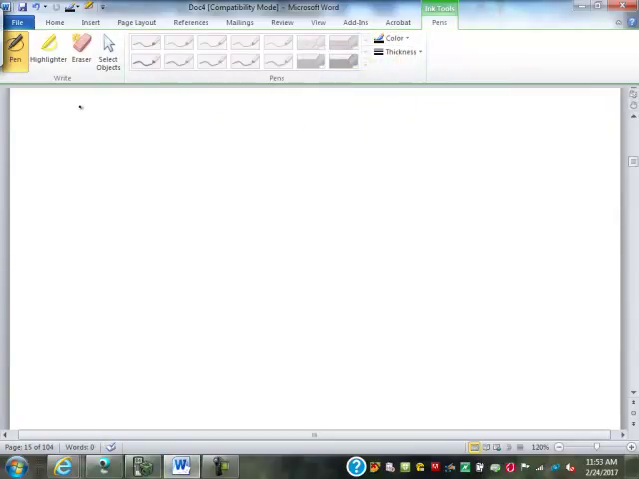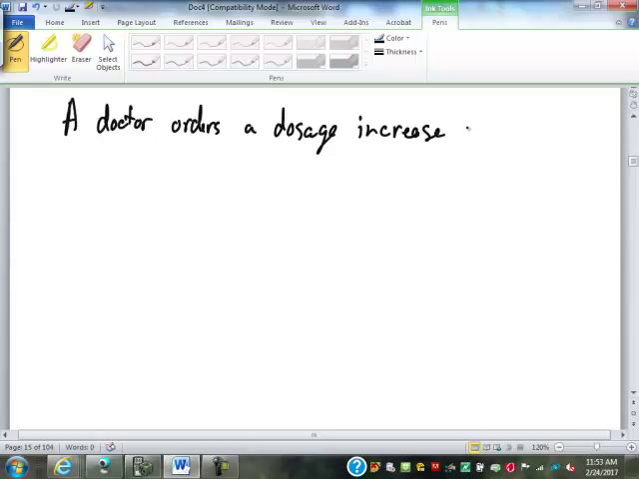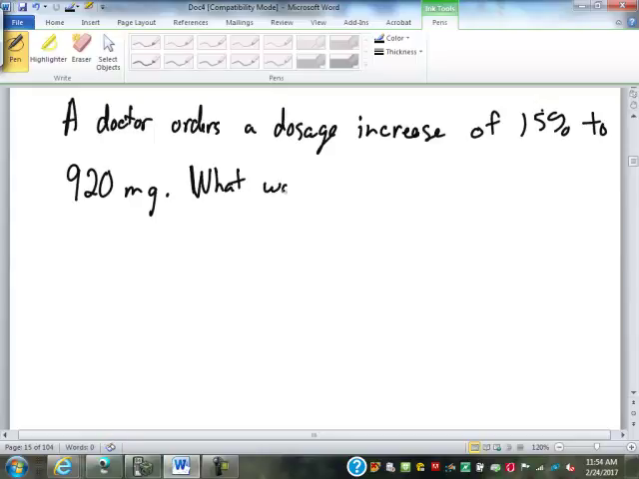Let's say that a doctor orders a dosage increase for a patient. So a dosage increase of 15% to 920 milligrams. What was the previous dose?